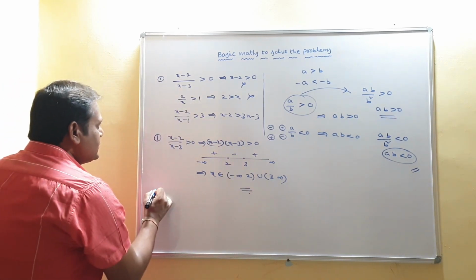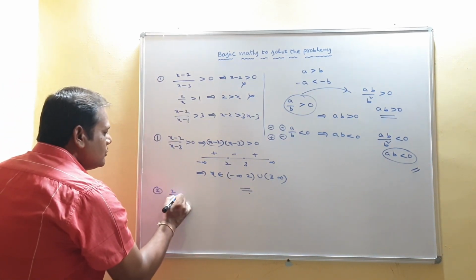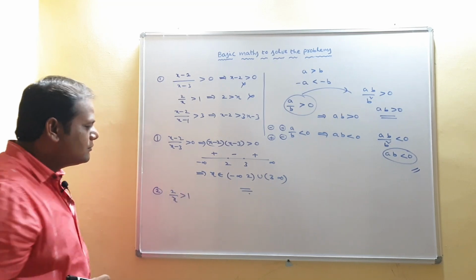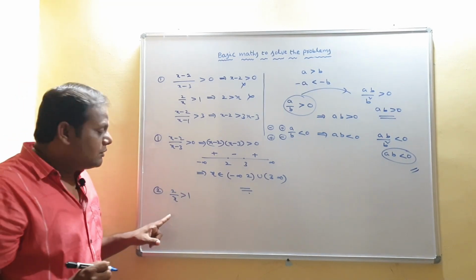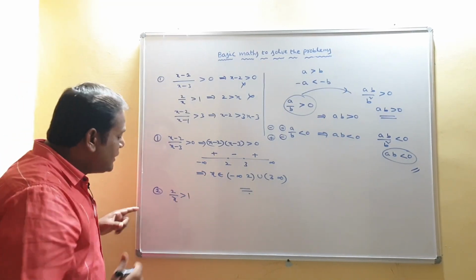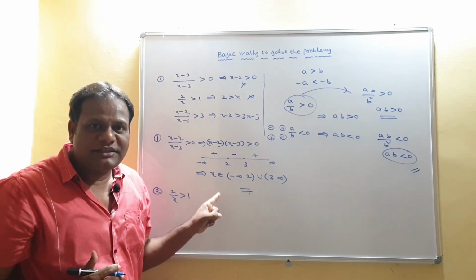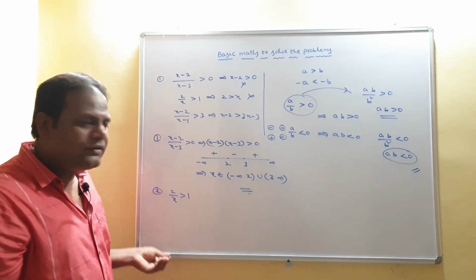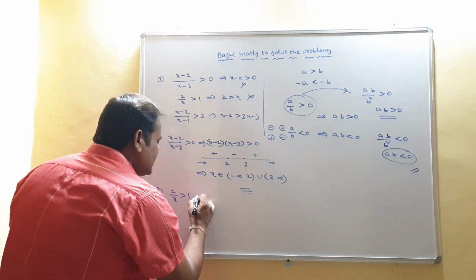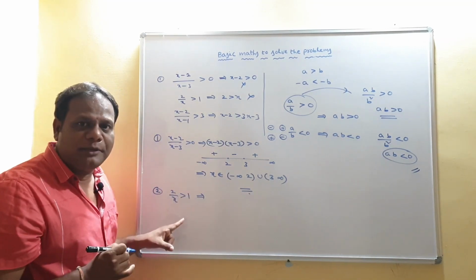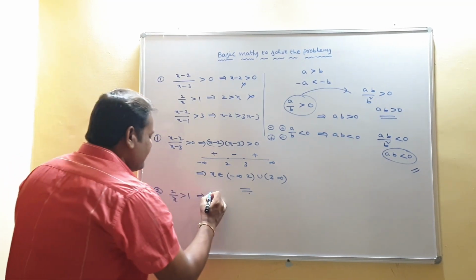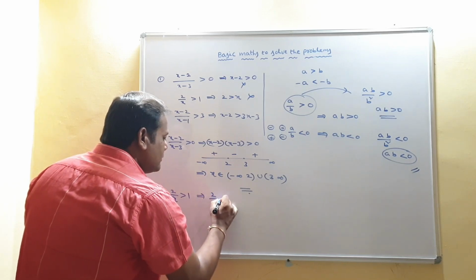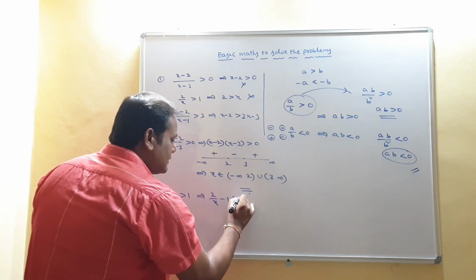Suppose the problem is the second one, 2 by x greater than 1. So don't do cross multiplication and you don't write 2 greater than x. That is not correct. Why? Because we are not aware of the sign of x. That is the reason, instead of doing cross multiplication, shift 1 to the left hand side. Then what you can get? 2 by x minus 1 greater than 0.